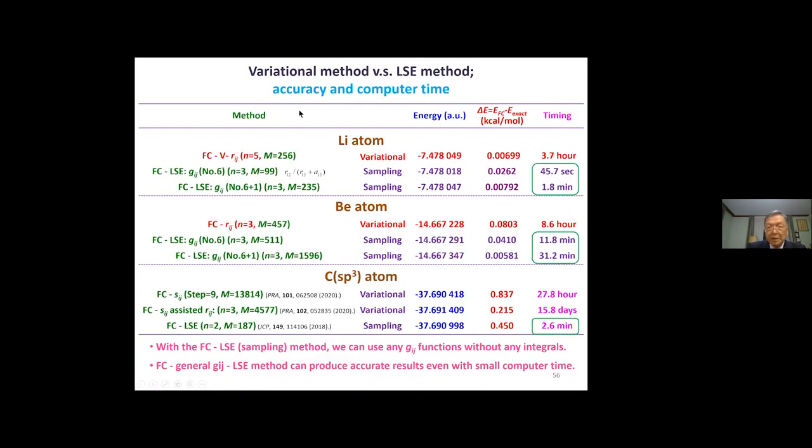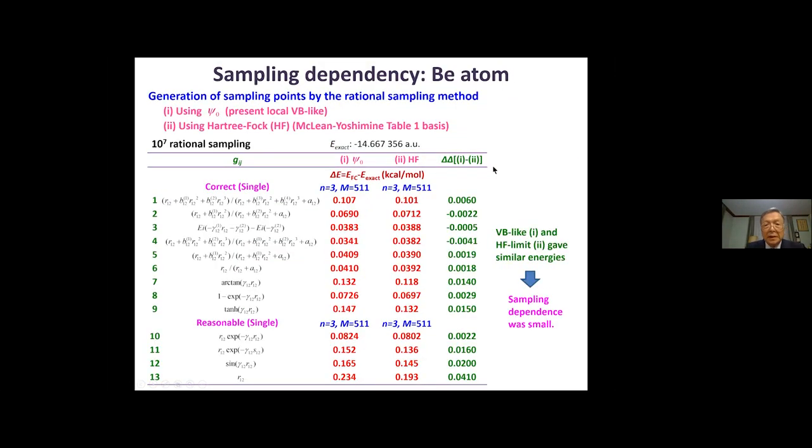I cannot see the title. This is sampling dependence. I examined VB type psi 0 as a basis of rational sampling, and Hartree-Fock orbital as a basis of rational sampling. They give very similar results. VB and Hartree-Fock gave essentially the same result. You know, these two are already very nice.